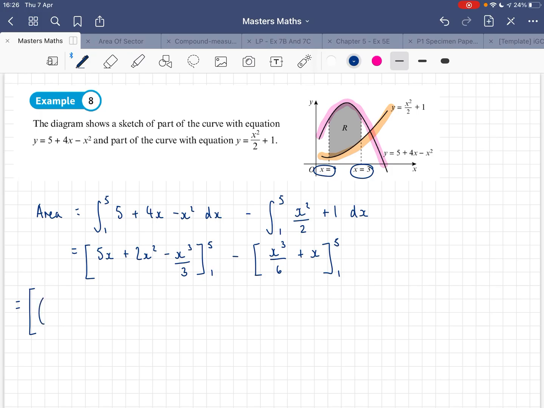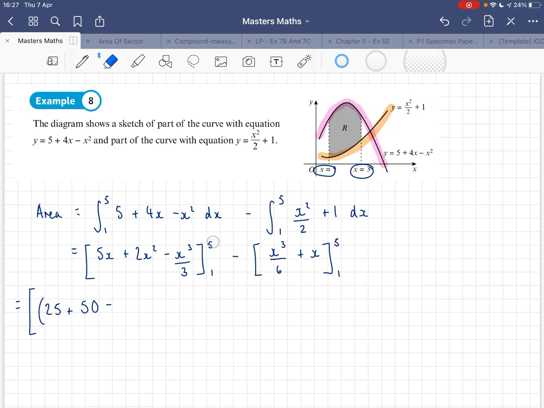So I'm evaluating the first integrated result. So I'm substituting in 5 into 5x plus 2x squared minus x cubed over 3. I'm substituting 1 into the same expression and then subtracting them. So I get 5 times 5 is 25 plus x squared 25 times 2 is 50 minus 5 cubed is 125.